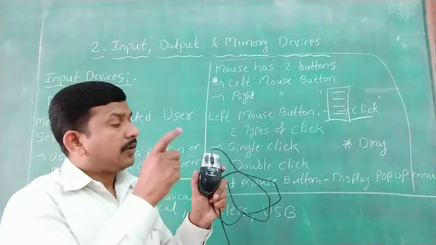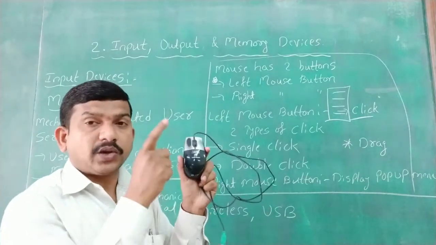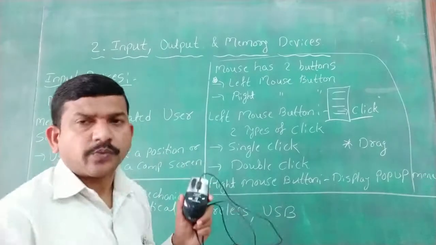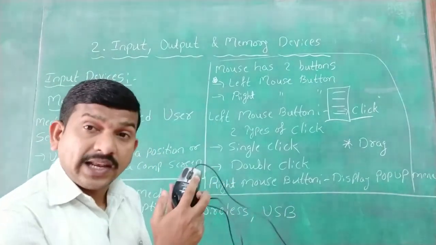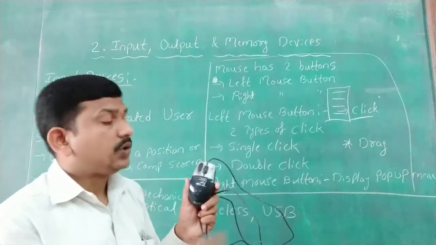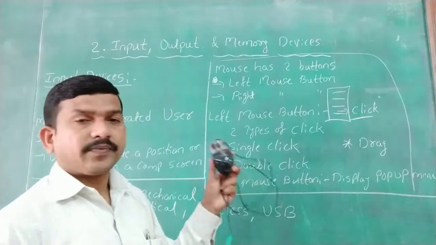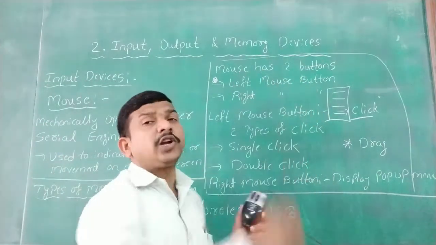Is it clear? By left mouse, when you press or click or select, if you display anything, it is a menu. With the help of the right mouse button, if you get any list, any menu, that is nothing but a pop-up menu. So when you press the right mouse button, you get a pop-up menu which contains different options.